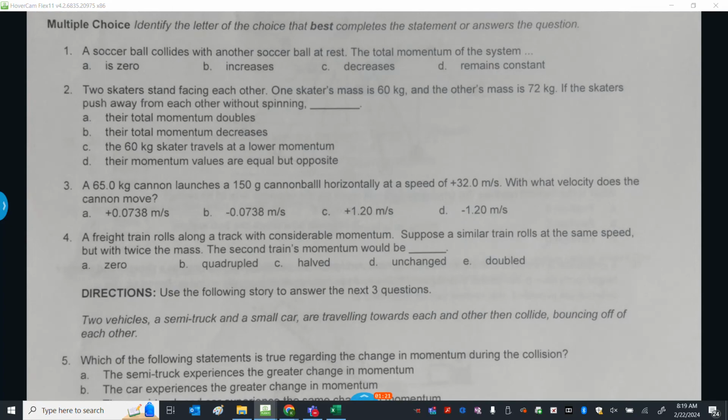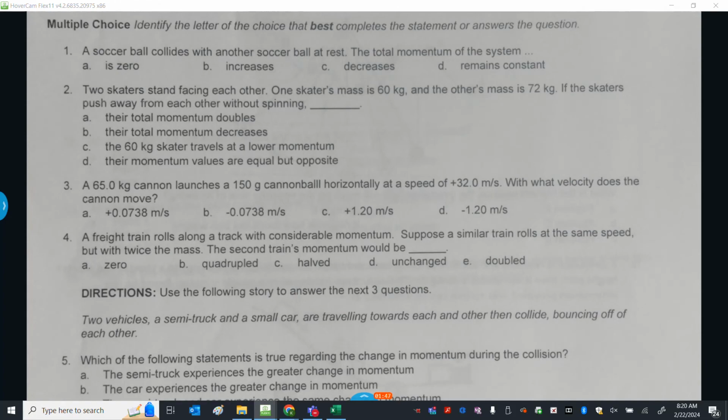And this goes back to a definition for the law of conservation of momentum. If you have a collision between two objects, the total initial momentum of your system will equal the total final momentum of your system, meaning that the total momentum is conserved. It does not change. And so the total momentum of the system will remain constant. The answer to number 1 is D.